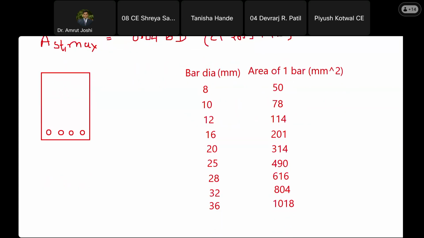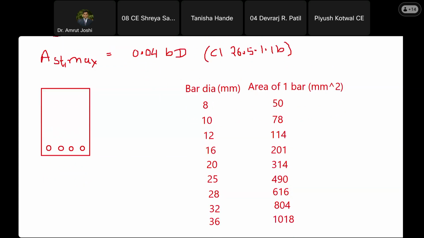So ab kya kare? So we will go for 4 bars of 28. 4 bars of 25, 4 into 490. Are you with me? That is sufficient. Yes, sir. So we are going to go ahead with 4 bars of, so dekho, 4 bars. So how do we write 4 numbers? So the sign is hash. 4 bars of 25 mm diameter. Are you with me? Yes, sir. So this is what we provide.